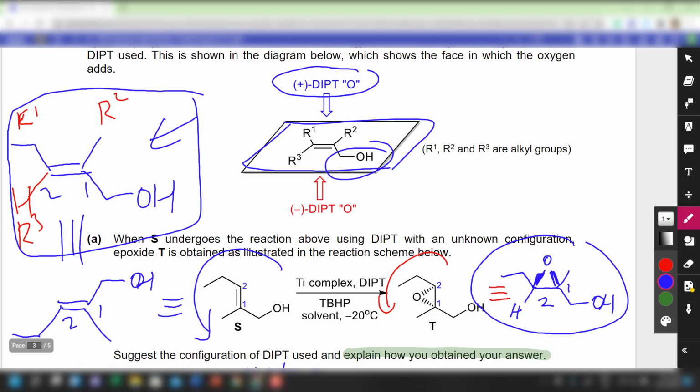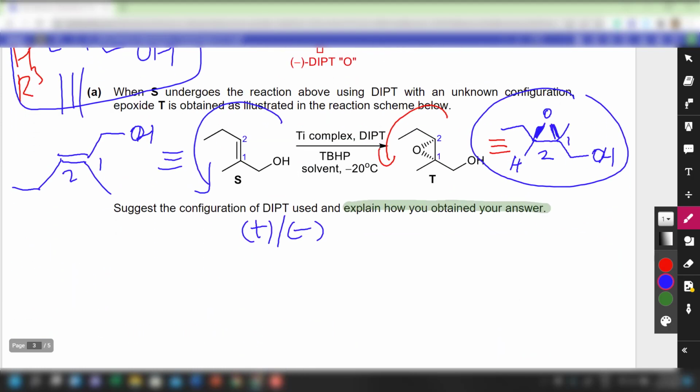Therefore, in order for the epoxy oxygen to be pointing upwards, the DIPT will have to approach from the top, and therefore I should be using plus DIPT instead of minus DIPT. So any reasonable explanation will work.